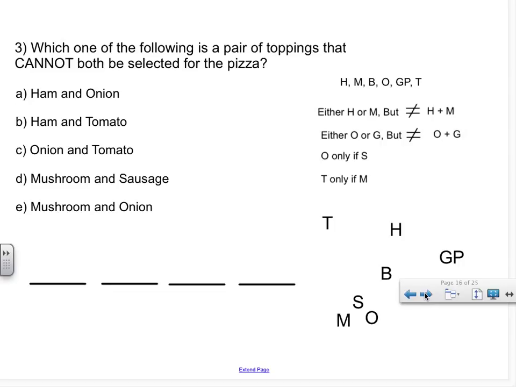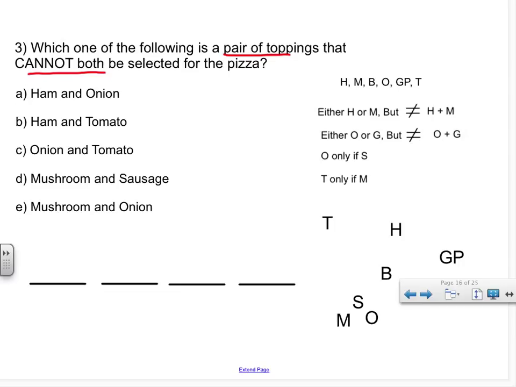Let's take a moment to read through 3 together. Which one of the following is a pair of toppings that cannot both be selected for the pizza? So what I'm going to do for this question is put in the pair of toppings, and match it according to the conditions and see if any of them are broken. If I find a condition that is broken, then I know that they cannot both be selected for the pizza, and that will be the correct answer choice.